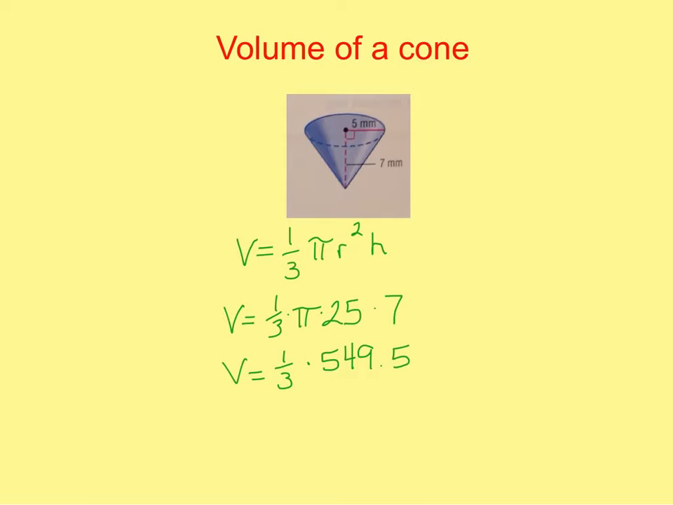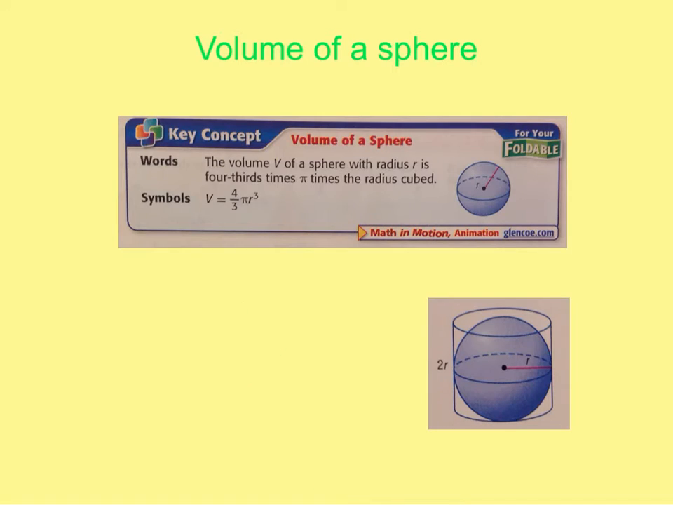Now remember, if I'm solving this with a calculator, this now becomes 549.5 over 3, right? Because when I multiply, I would just multiply across. And so on my calculator, I do 549.5 and divide it by 3. And the answer I got when I rounded to the nearest tenth was 189.2 cubic millimeters.